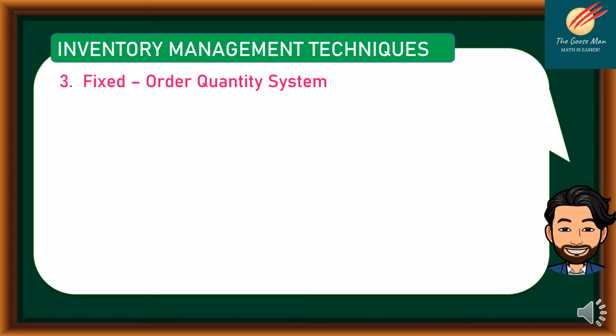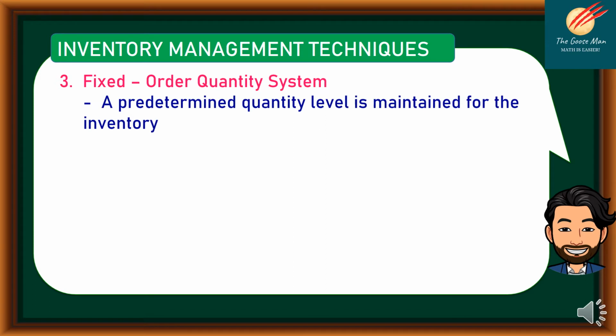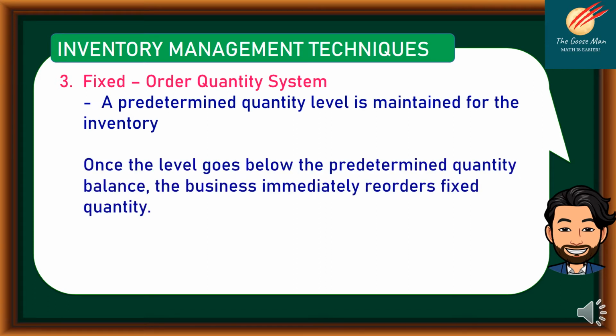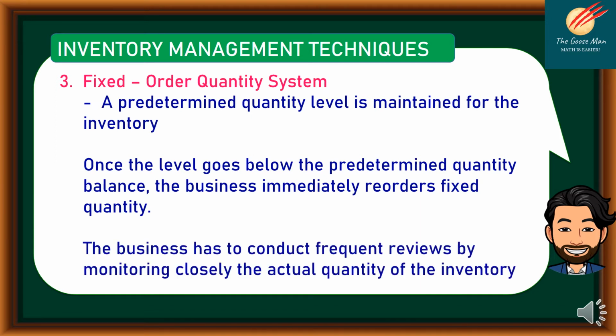We call this one a fixed order quantity system. So a predetermined quantity level is maintained for the inventory. So once the level goes below the predetermined quantity balance, the business immediately reorders a fixed quantity. It means there is a constant quantity that you need to order. And the business has to conduct frequent reviews by monitoring closely the actual quantity of the inventory.